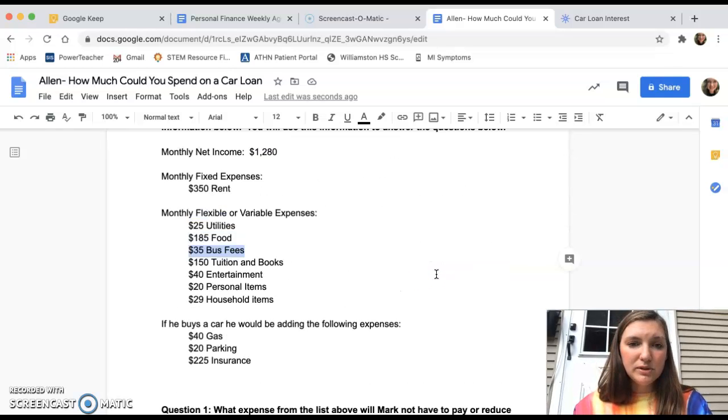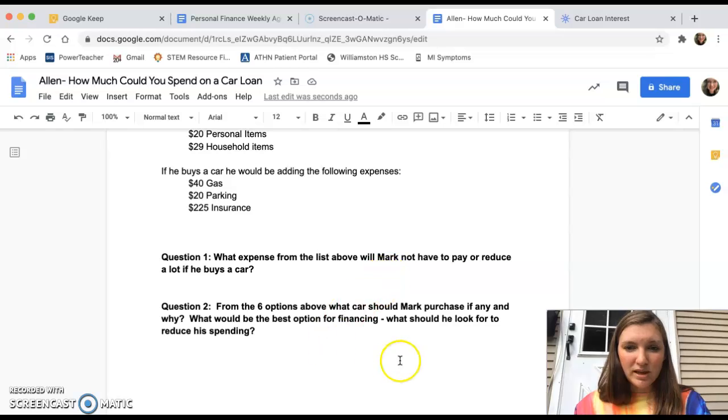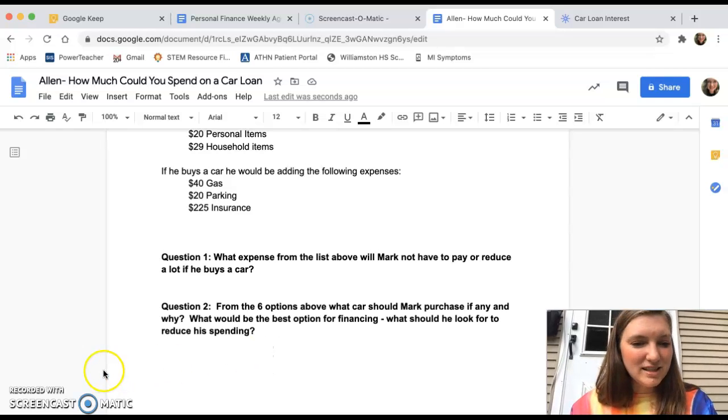So to do that, you're going to have to know how much he actually has to spend, and then give me just like 2 or 3 sentences about what he should look for to make sure he's getting the best deal on this loan. Okay? You got this. Let me know if you have problems.